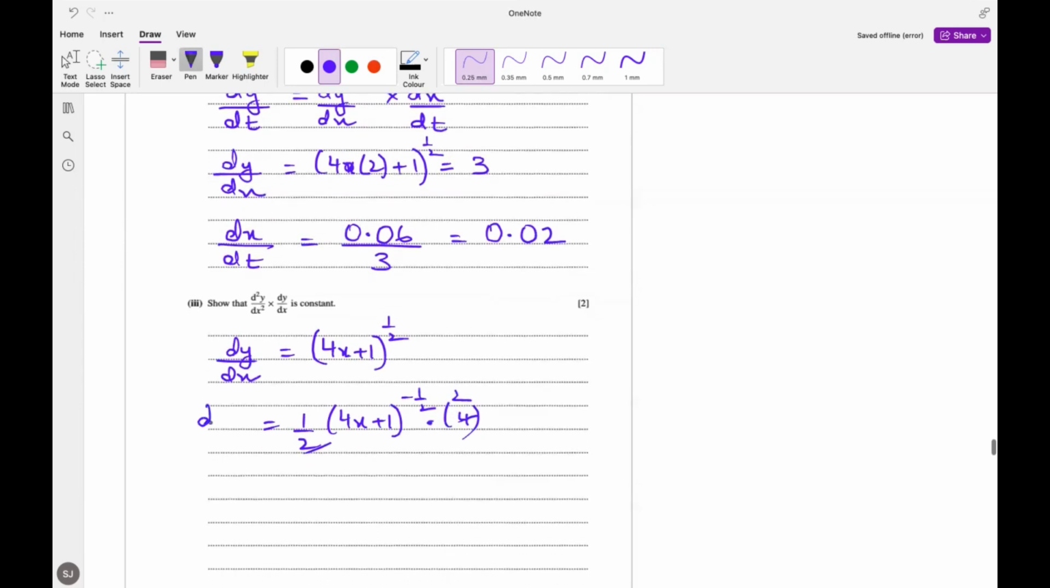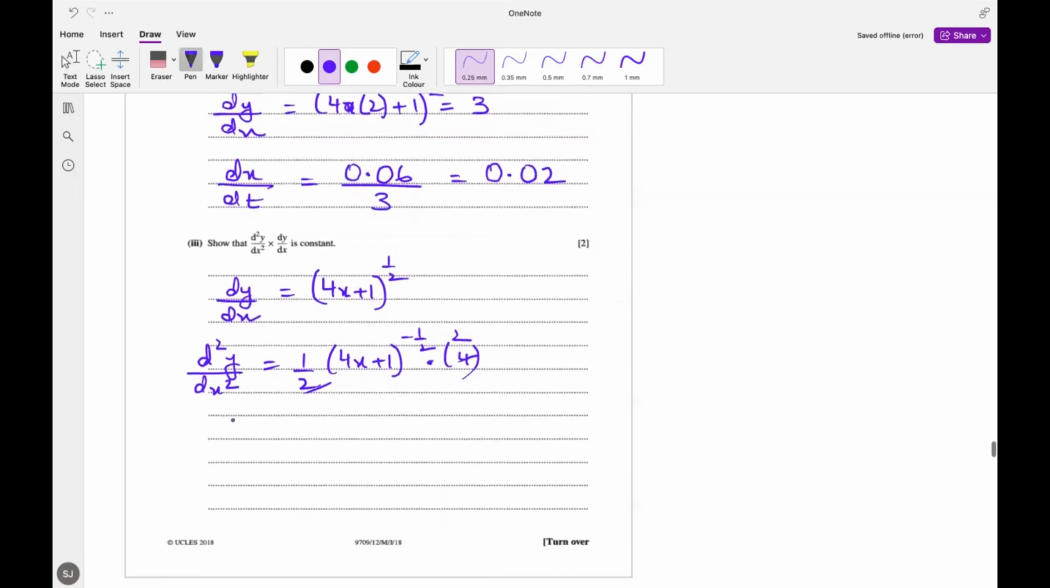So the expression for d squared y upon dx squared will be 2 upon square root of 4x plus 1, multiplying it by dy dx, which was square root of 4x plus 1. We can see that square root of 4x plus 1 will cancel with square root of 4x plus 1. We are left with 2, which is a constant. So we have to show that d squared y upon dx squared multiplied by dy upon dx is a constant. Multiplying these, we are getting 2, which is a constant.